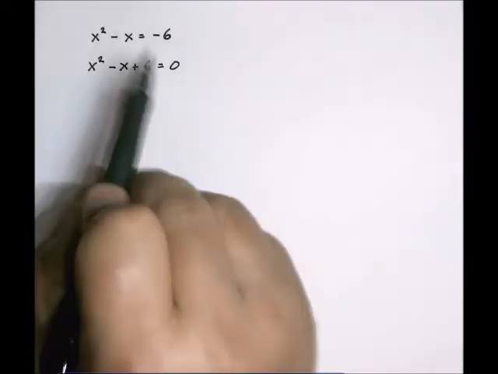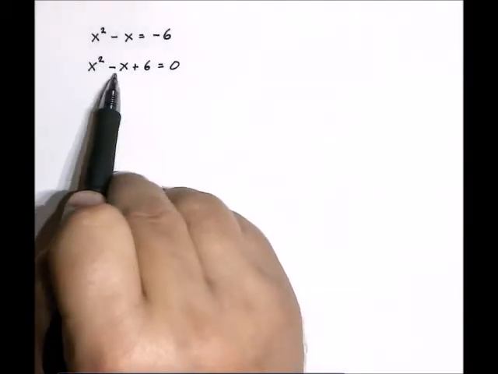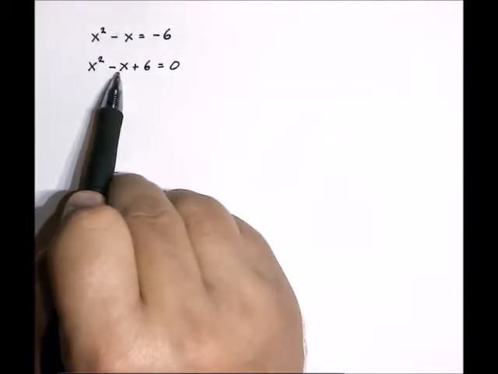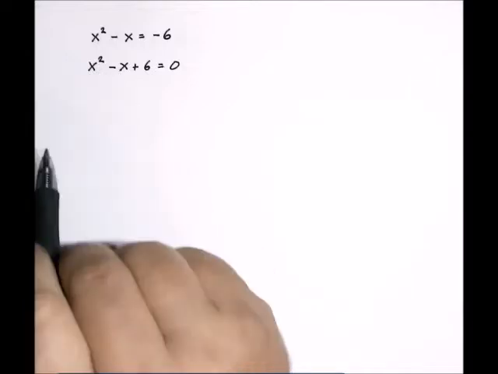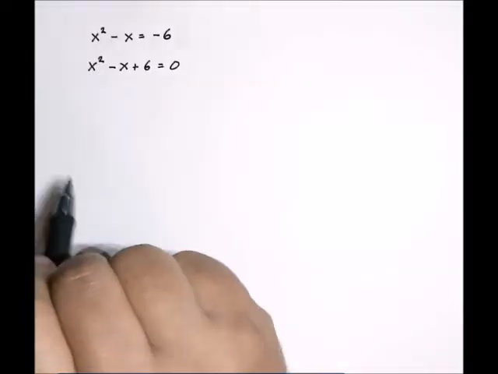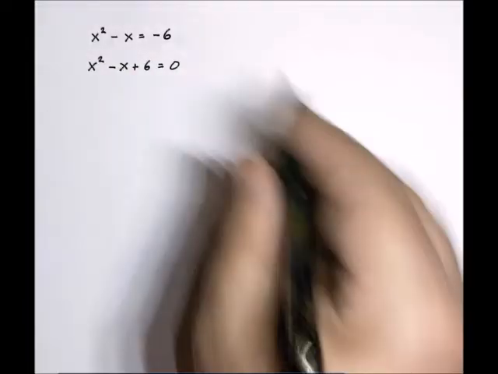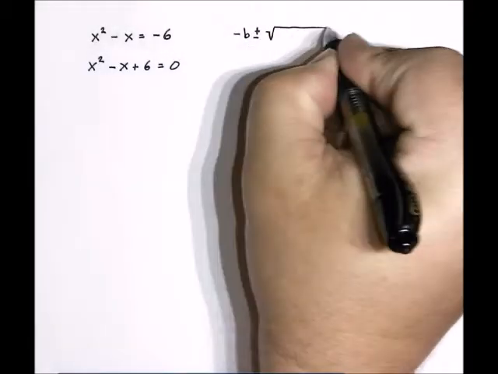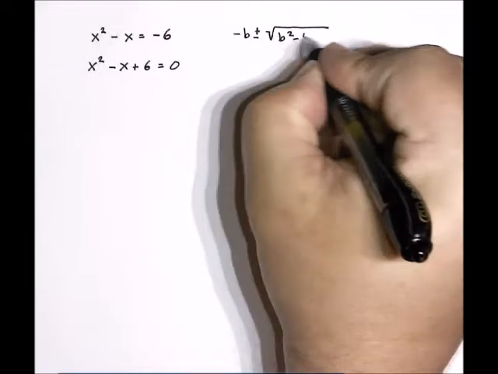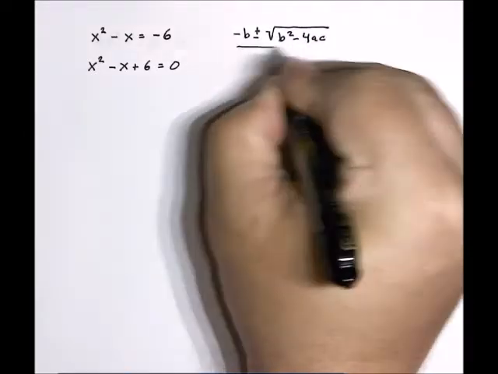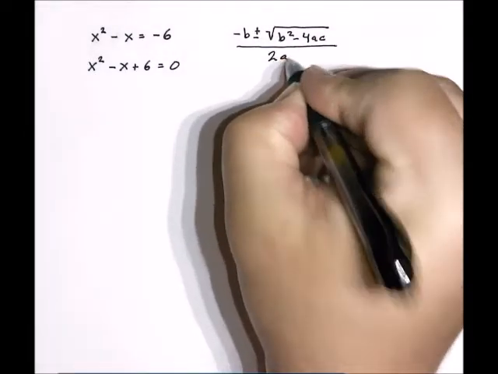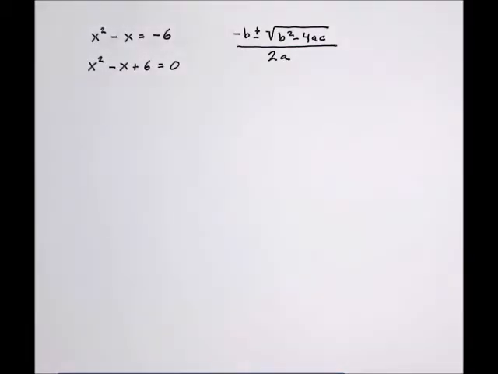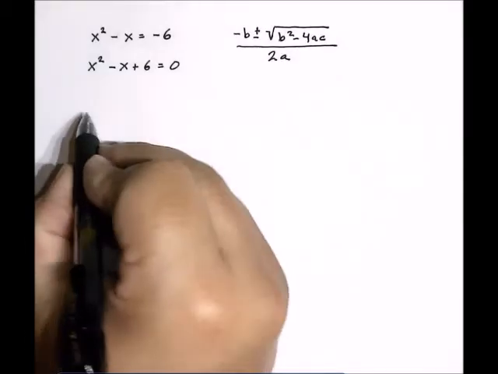So I'm looking for two factors of 6 with the same sign that add up to negative 1, and I can't find any. So if you can't find any factors, automatically plug it into the quadratic formula. So let's do that.